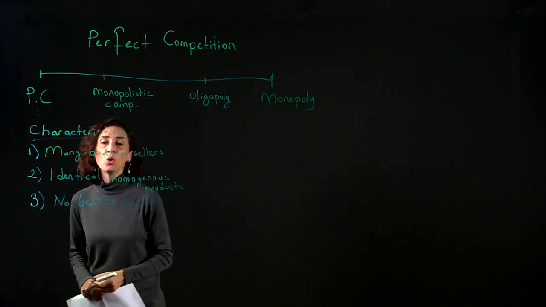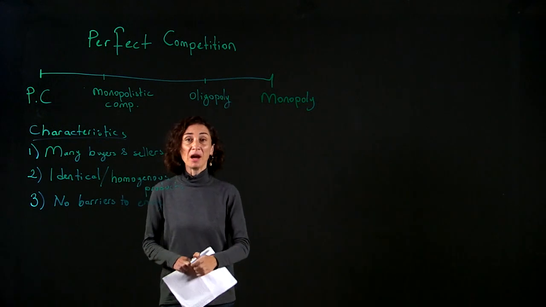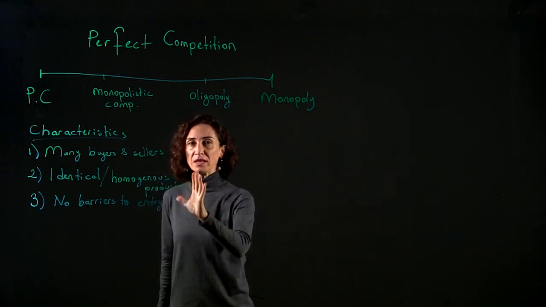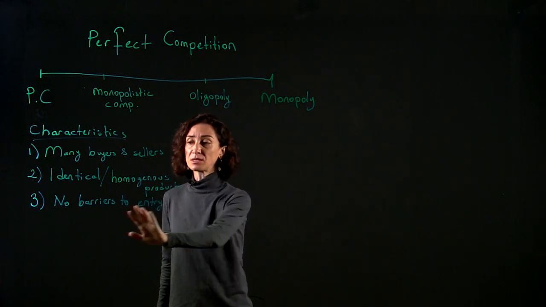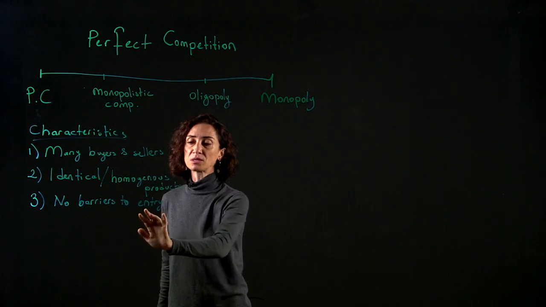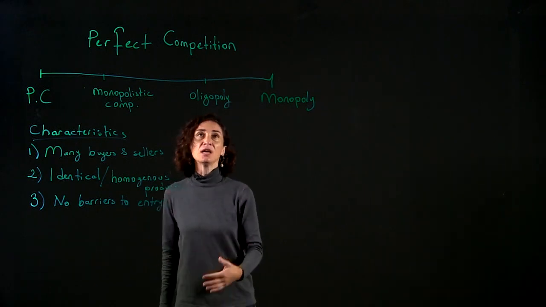There are no barriers to entry by definition, right? So these three is how we define perfectly competitive markets. There are no barriers to entry in perfectly competitive markets. What do we mean by entry?